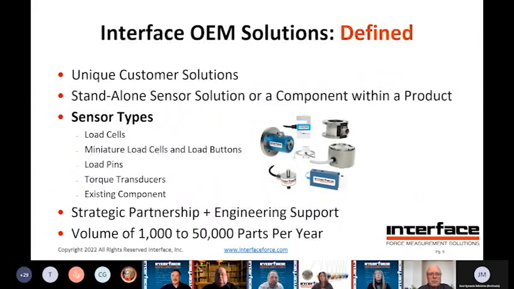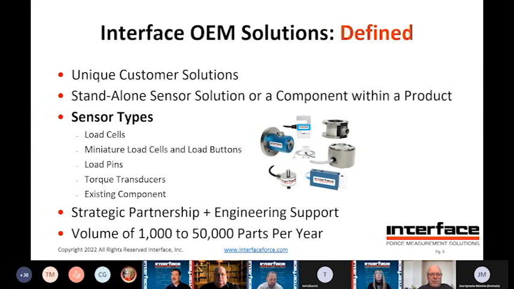So we define our OEM solutions portion. Really ultimately looking for a solution to our customers' problems. These typically start with standard design and lead to modified or custom solutions. So we'll take the different sensor types, load cells and miniature load cells, load buttons, load pins, torque, multi-axis sensors, existing components. We can take components and basically transducerize them, convert them into a load cell.